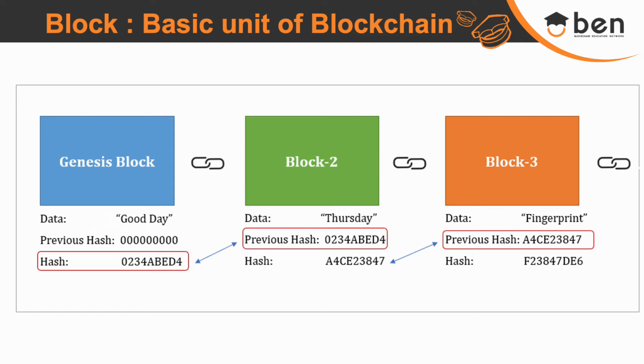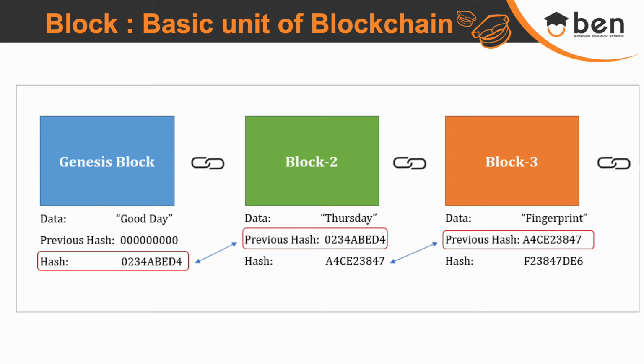Now when a new transaction request is made to add a new block into the blockchain, that is block 2 with data Thursday, a new hash value is calculated for this block, and there is also an attribute called previous hash which links to the Genesis block. In a similar fashion, we have a third block where a data fingerprint is written and the hash value for it is calculated, but it also points to the previous hash, that is block 2.